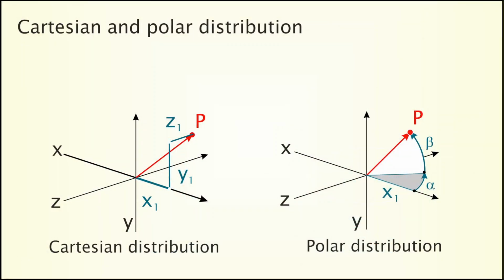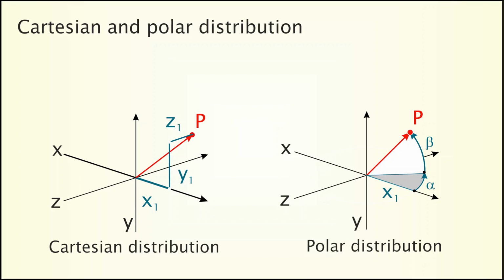For a start, let's recall the differences between Cartesian and polar distributions. Cartesian distributions use the three coordinates x, y, and z to specify a given position in space. In the case of polar distributions, we use one coordinate, here the x coordinate, and two angles, here around the y and the z axis, to do this.